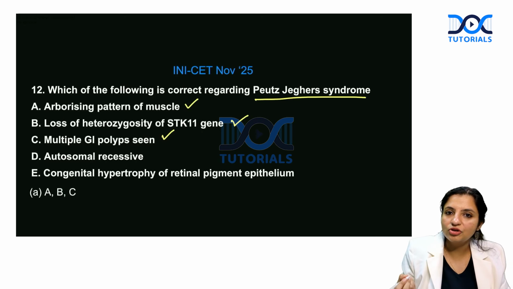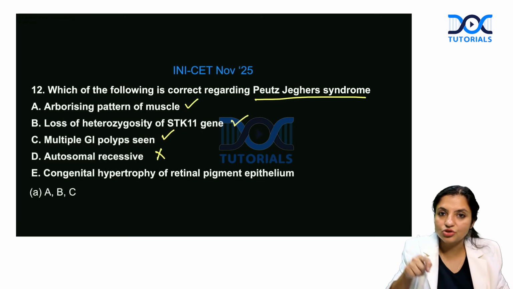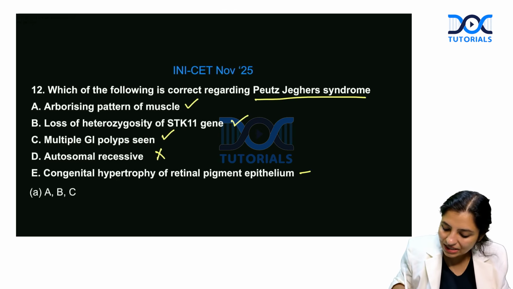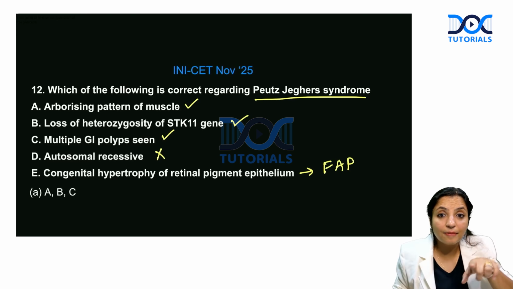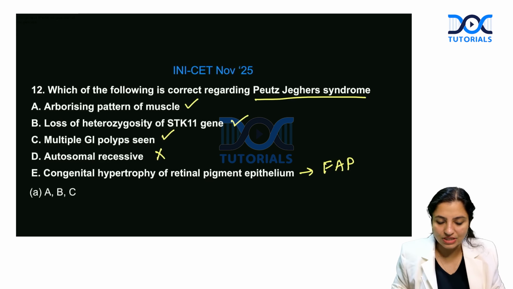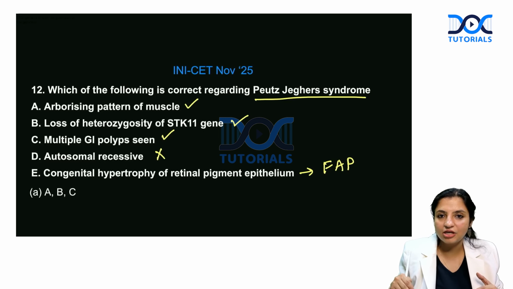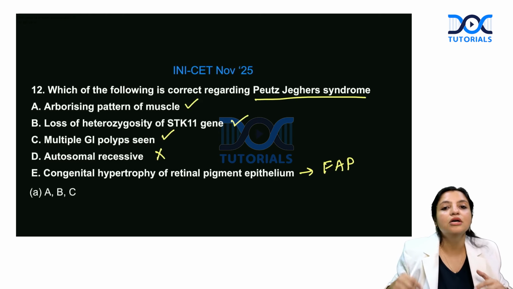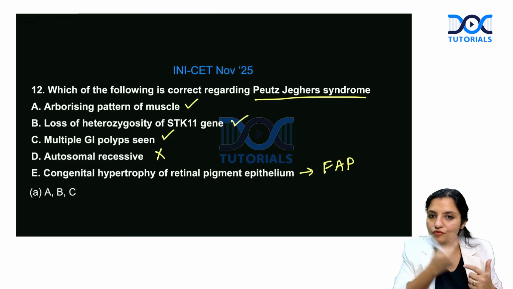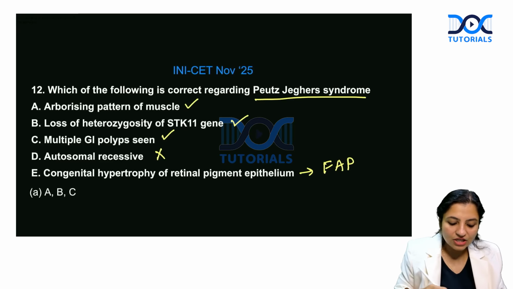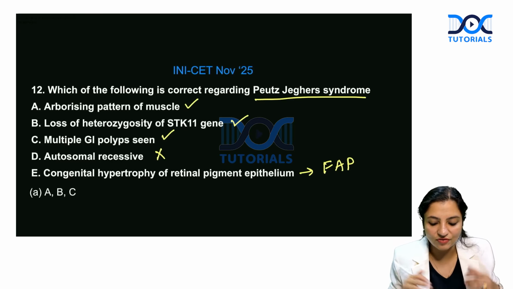It is autosomal recessive. Absolutely not. It is autosomal dominant. Congenital hypertrophy of retinal pigment epithelium, that's a classical feature of familial adenomatous polyposis, which shows you this, not Peutz-Jeghers. So congenital hypertrophy of retinal pigment epithelium is with FAP. Peutz-Jeghers shows you pigmentation of the oral mucosa, anal mucosa. So the answer is A, B, C. That is what you have to be clear.